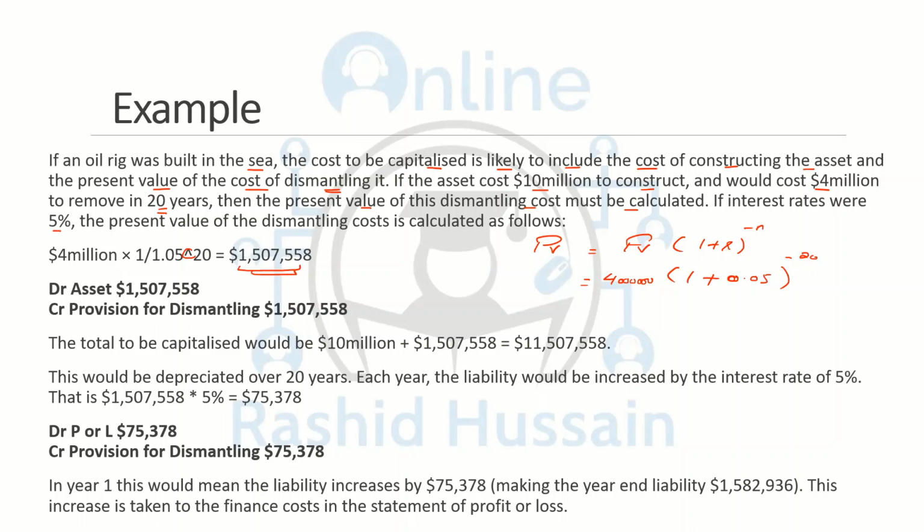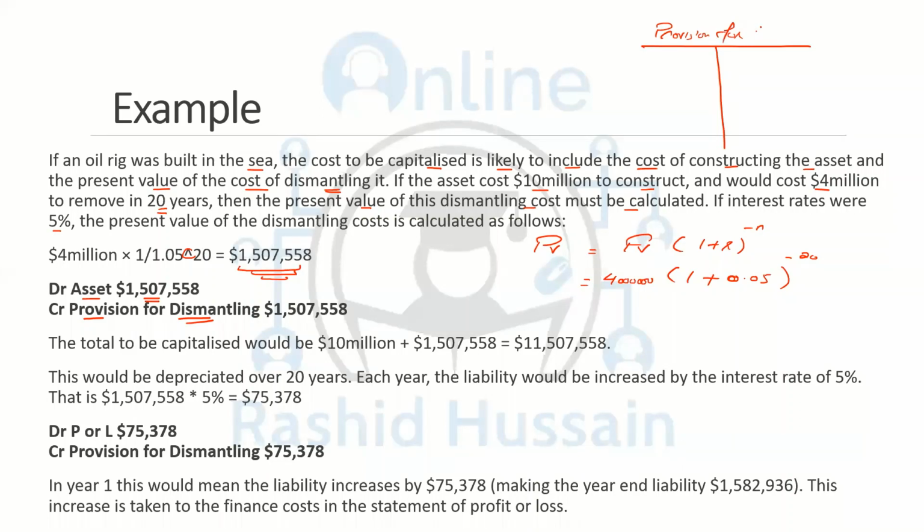The future value of the obligation is 40 lakh, but we cannot record that figure right now because it would be misleading. So what you're going to do is take the present value of that obligation, and debit the asset with the present value of 15,07,558, and the credit entry goes to the provision for dismantling. This is at the start of the year. Now you're going to make an account which is provision for dismantling.